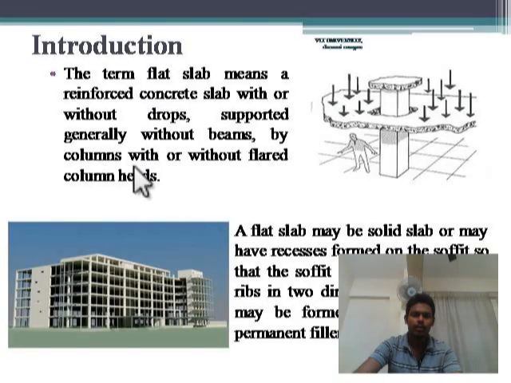Flat slabs are nothing but reinforced concrete slabs with or without drops, supported generally without beams by columns with or without flared column heads. A flat slab may be a solid slab or may have recesses formed on the soffit, so that the soffit comprises a series of ribs in two directions. The recesses may be formed by removal of permanent filler blocks.